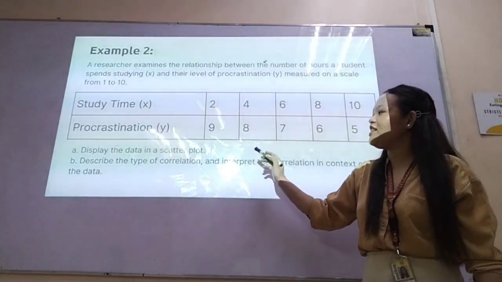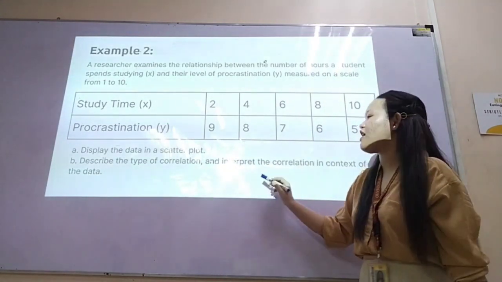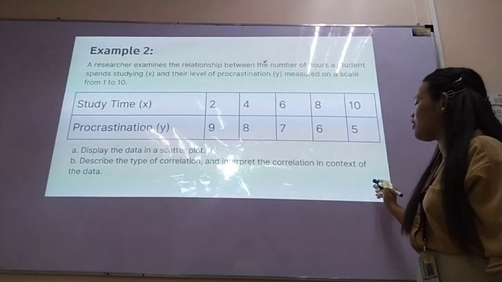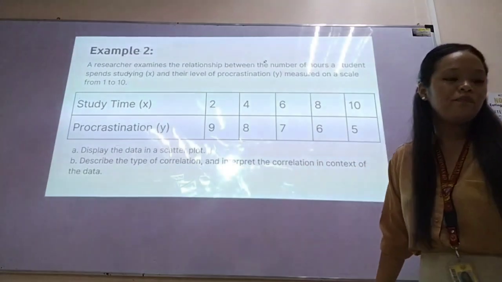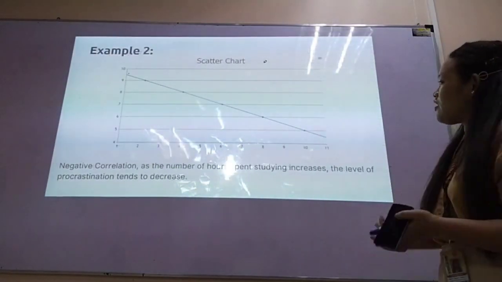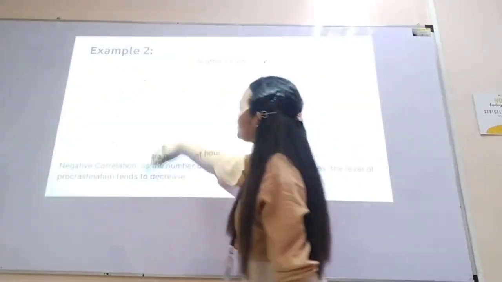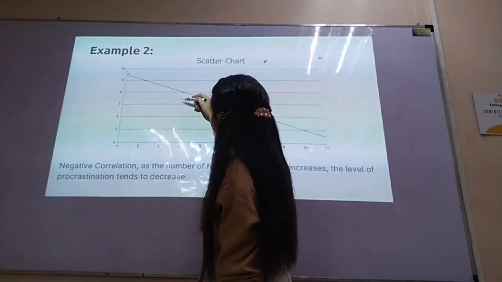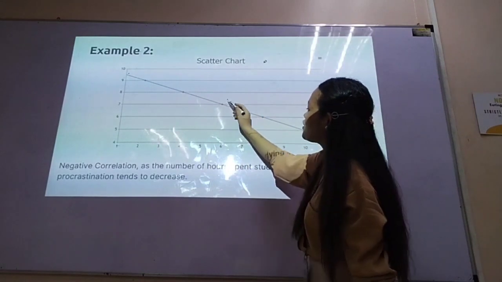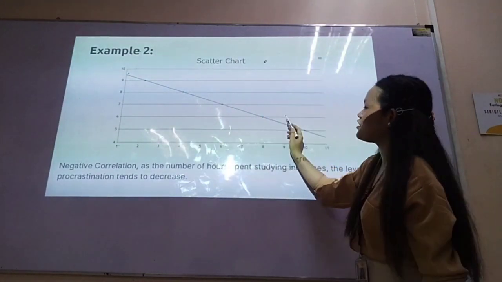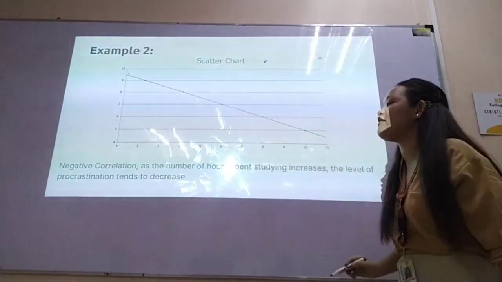So we're going to display the data in a scatter plot and again describe the type of correlation and interpret the correlation in the context of data. So here is what our scatter chart looks like. 2 corresponds to 9, 4 corresponds to 8, 6 corresponds to 7, 8 corresponds to 6, and 10 corresponds to 5.